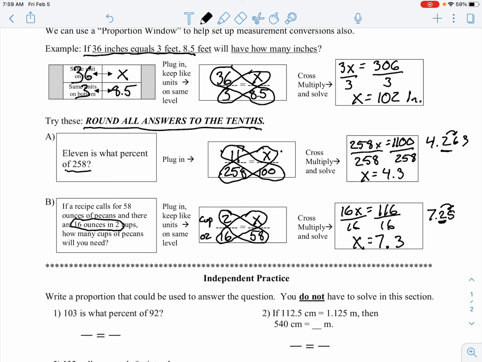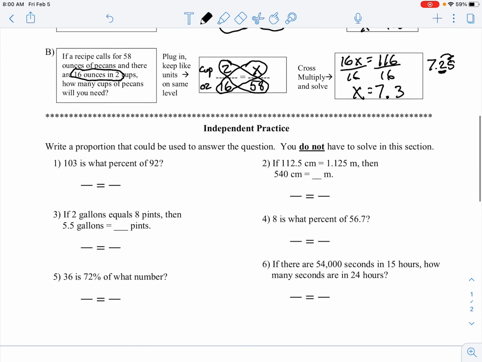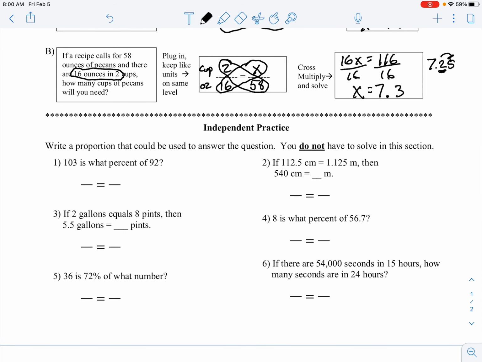All right, so we've got our assignment starting on this page here. Make sure we read our directions carefully because this is telling us we do not have to solve the proportion in this section. We are just setting up our equal ratios here. The assignment will continue on the next page in Canvas, and you can go ahead and finish that up there. Don't forget to include these problems in your homework sheet when you turn it in, and after that there is an IXL to finish.